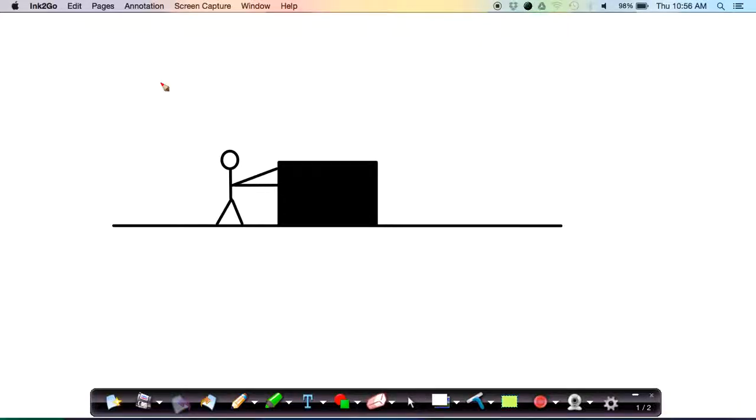Hello everyone. In today's lesson we're going to be looking at Newton's second law of motion, and we're going to start out with a little scenario here. Let's say we have a box that we're trying to push across a horizontal surface. So we have our box here. Let's say that box has a mass m, and we're trying to push this box with some force F across the surface, this horizontal surface here.